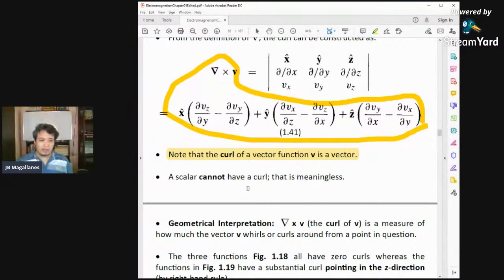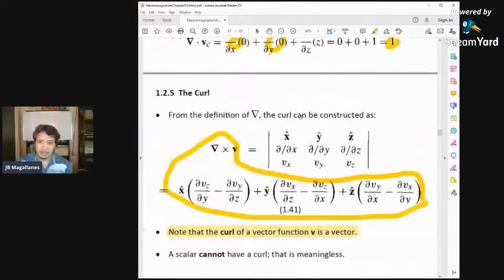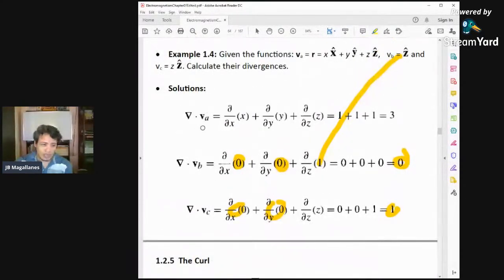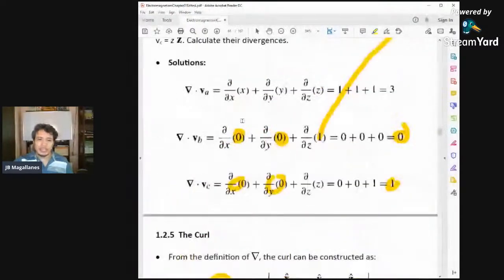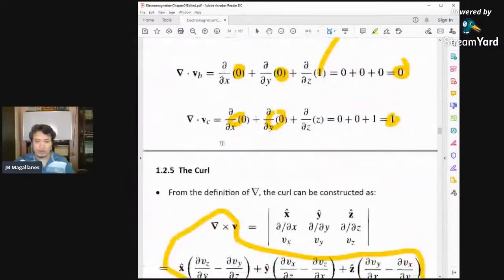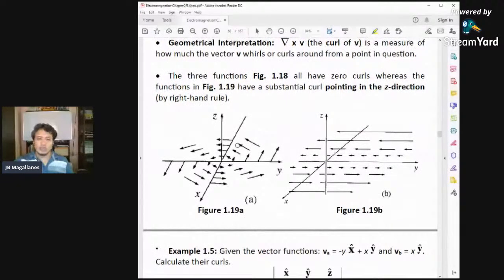Why? A scalar does not have a curl because it doesn't have direction. You cannot curl a scalar. You also cannot have a divergence of a scalar because that does not have a direction. So you can only get the divergence of a vector and the curl of a vector. You cannot get the divergence or a curl of a scalar. So this is also the meaning of curl.